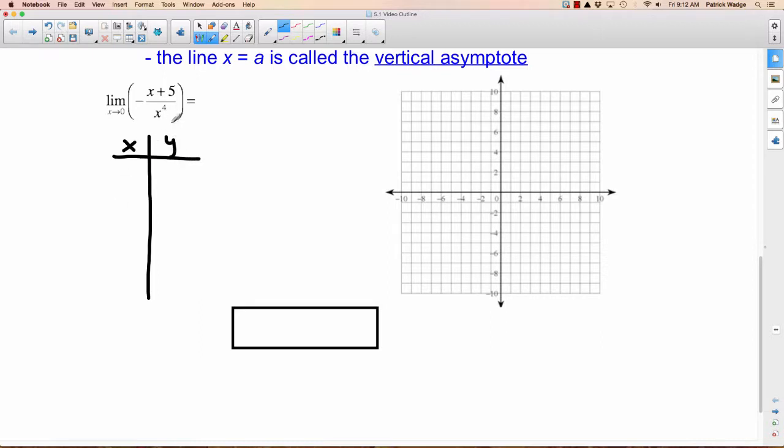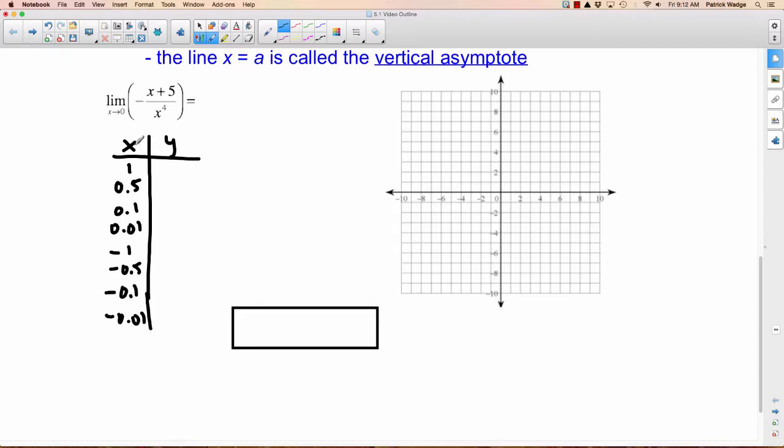Now, I don't think we can put plus or minus this time because it's going to make a difference whether we have positive or negative values. So let's use 1. We want to approach 0. So let's go 1, 0.5, 0.1, and 0.01. And then we'll do the same sort of thing with negative values. So we'll go negative 1, negative 0.5, negative 0.1, and negative 0.01.